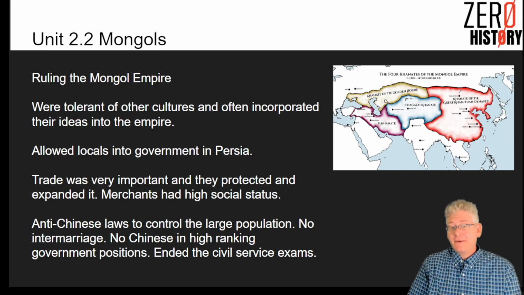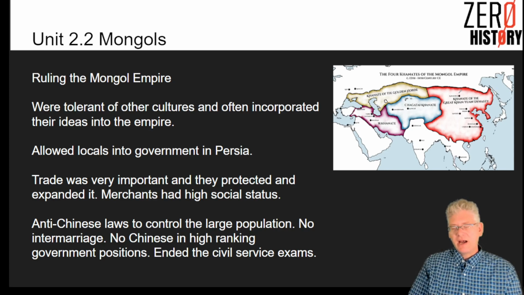But the Mongols don't really care. They have their own religion, Tengri, the sky god, which is kind of an animistic religion. But a lot of Mongols convert to a lot of other religions, and they just don't really care that much about it. As long as you're doing what you're supposed to do, they just don't really care.